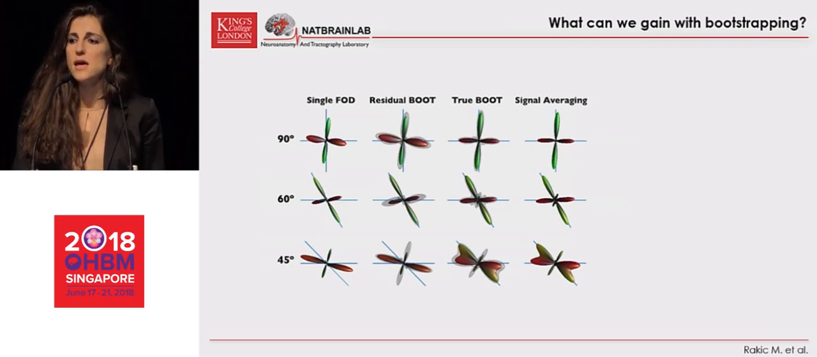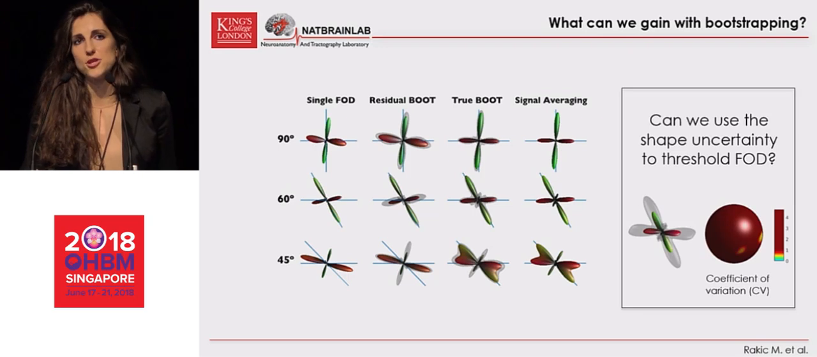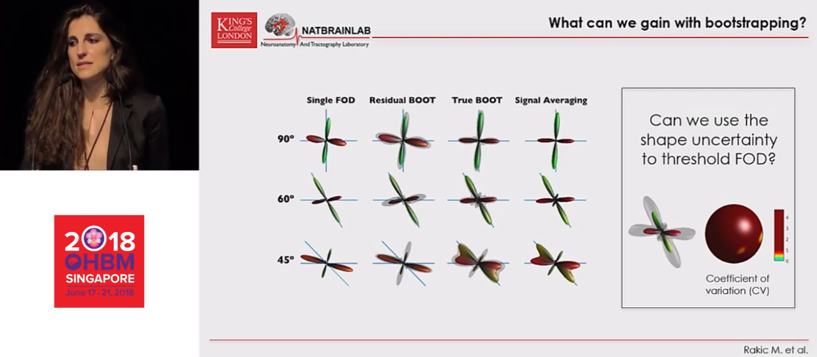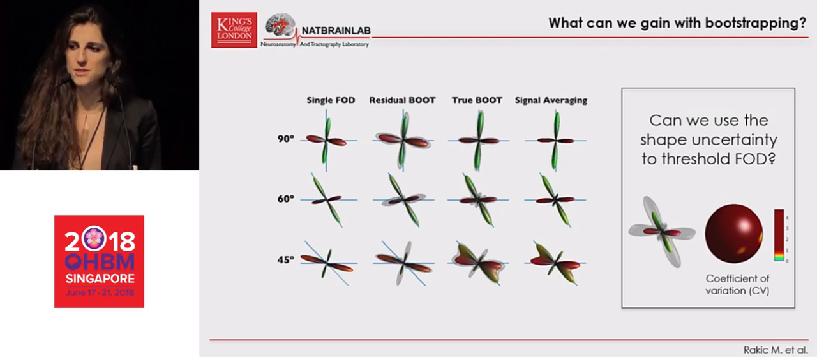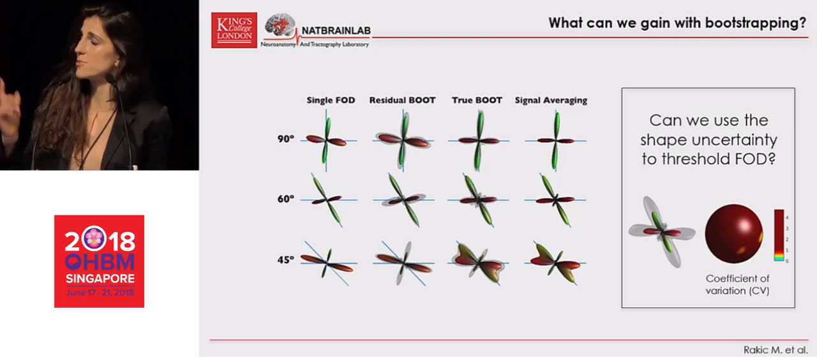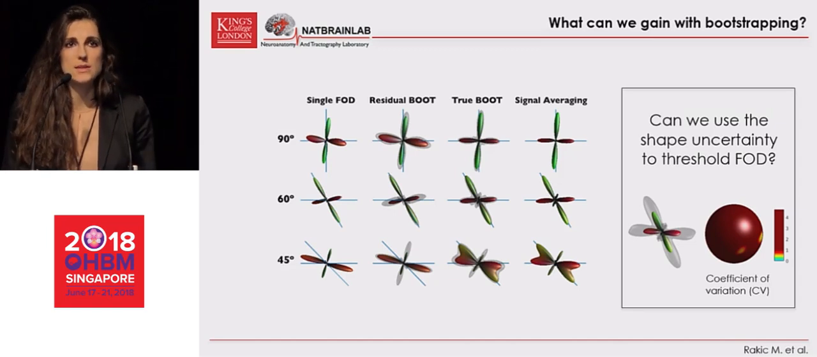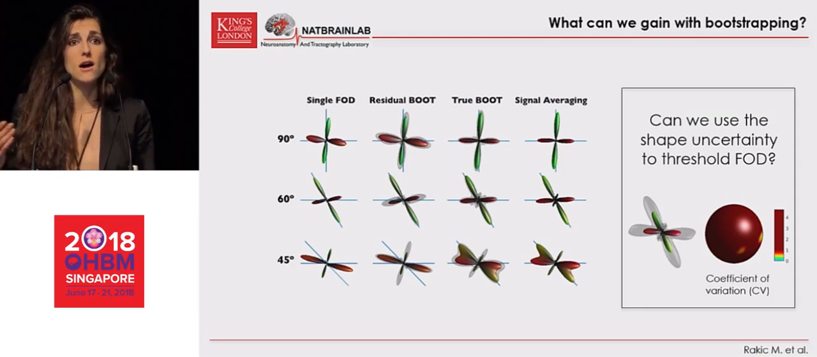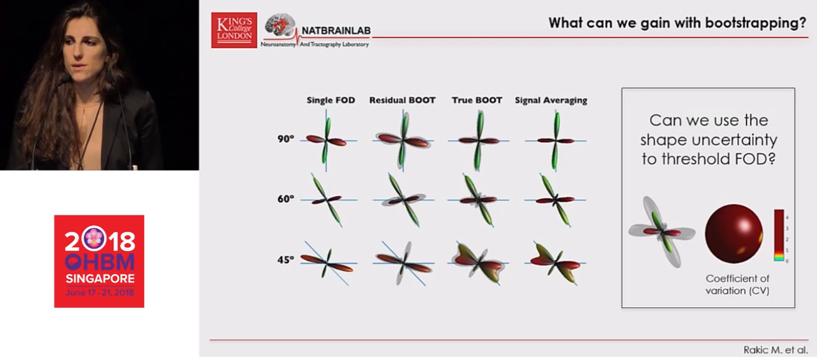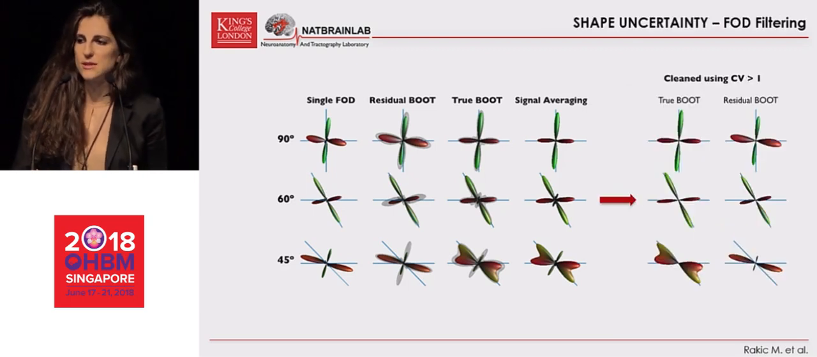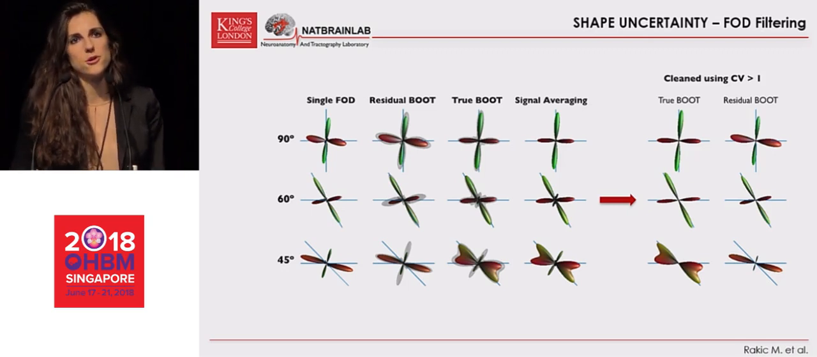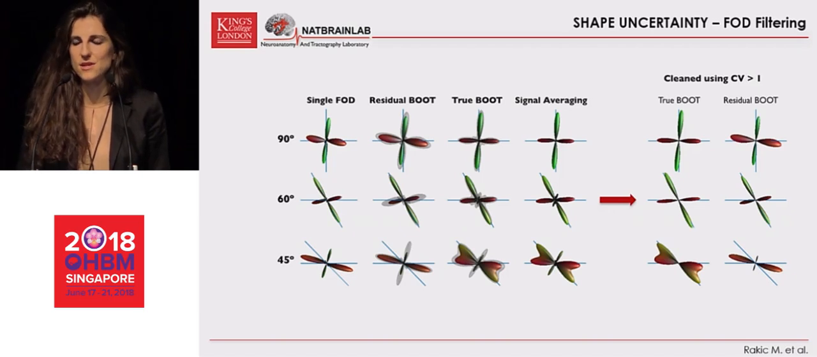The question is, though, can we use this shape uncertainty information to threshold the fiber orientation distribution for the tractography? And yes, we can if we take the coefficient of variation per vertex of the ODF represented by this sphere, and then you decide to discard anything that is in the region where the coefficient of variation is higher than 1. If you filter the ODFs, we can see that we get rid of the false positives in true bootstrapping. However, in residual bootstrapping, again, there's not much improvement.